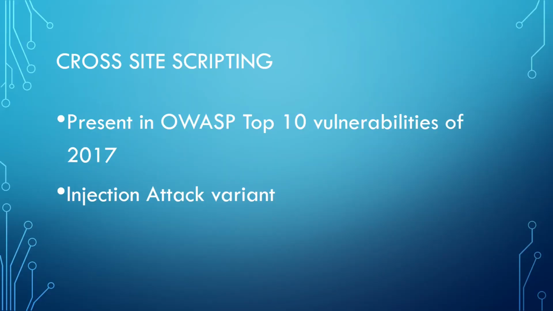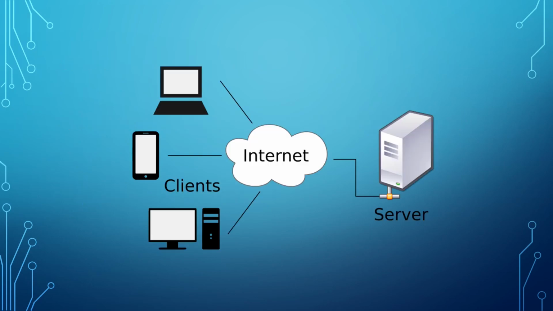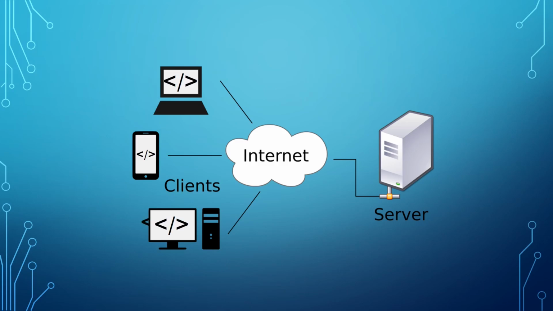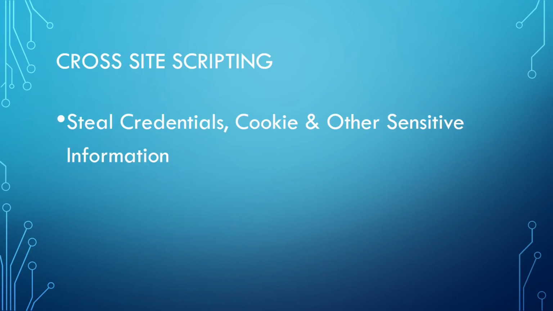As per OWASP, cross-site scripting or XSS is one of the top 10 vulnerabilities. It is a type of injection attack. In an application, we have a client side and a server side. Whatever action is performed at the user's end is known as the client side. In the case of XSS, an attacker injects a malicious code into the application. This malicious code gets executed on the client side. An attacker can make the application do things which it is not intended to do via this attack. For example, they can steal credentials, cookies, or session tokens and other sensitive information.